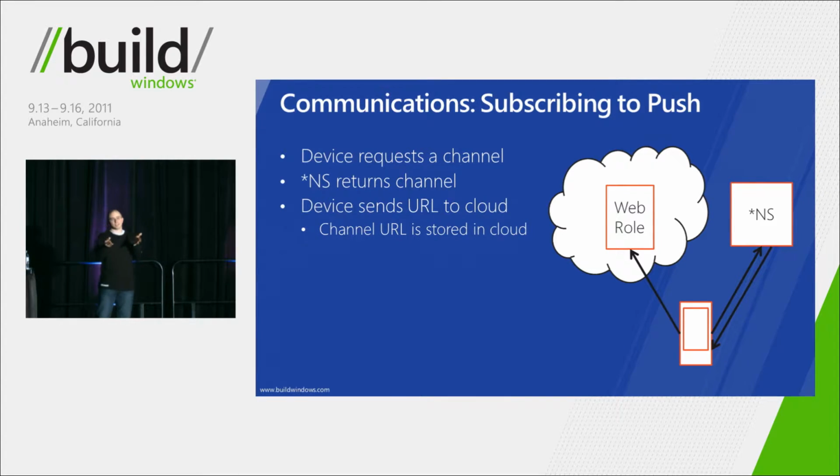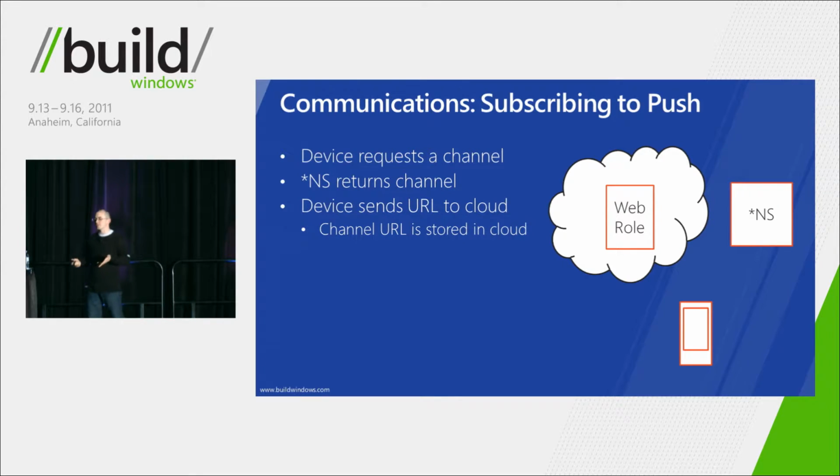And really what it is, it's a URL or a URI that can be used by the service, but it's going to take that channel information and send it up to Windows Azure. That way, up in Windows Azure, you can store that channel so that whenever your service needs to communicate with that device, it can use that channel along with the notification service. So that's the first step. You just have to register the channel.